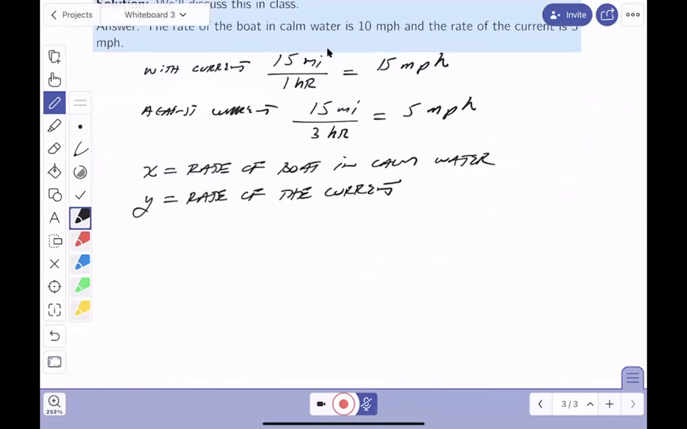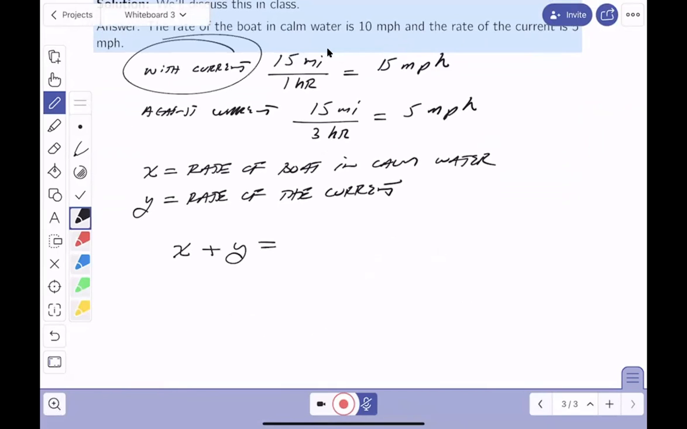Right. Simplistically, we're going to say with the current, it's going to be the rate of the boat in calm water plus the current rate would be the rate with the current. And what's that rate? 15 miles per hour. If you're going against the current, it's going to be the rate of the boat in calm water, subtract the rate of the current. It's working against that. How fast is that? 5.